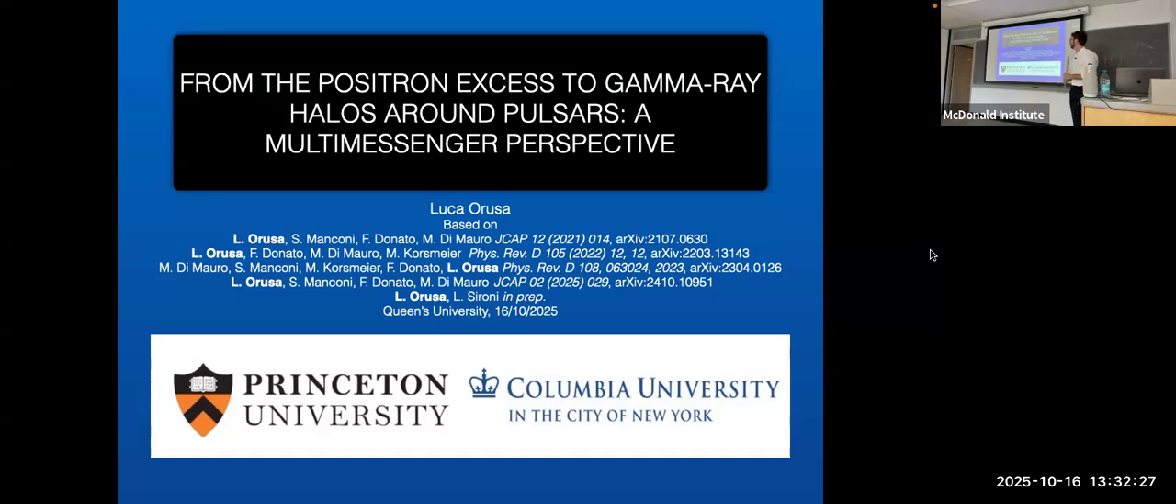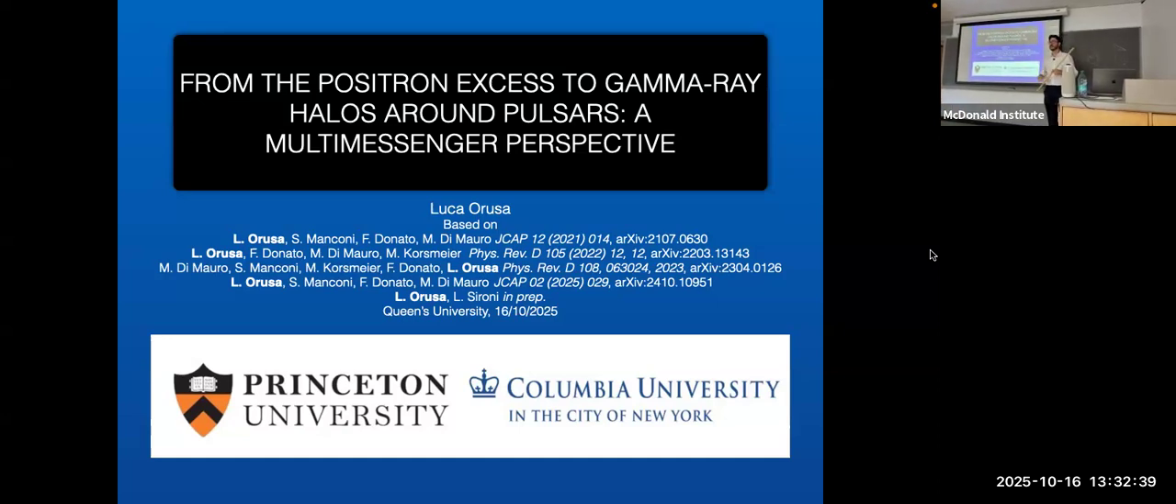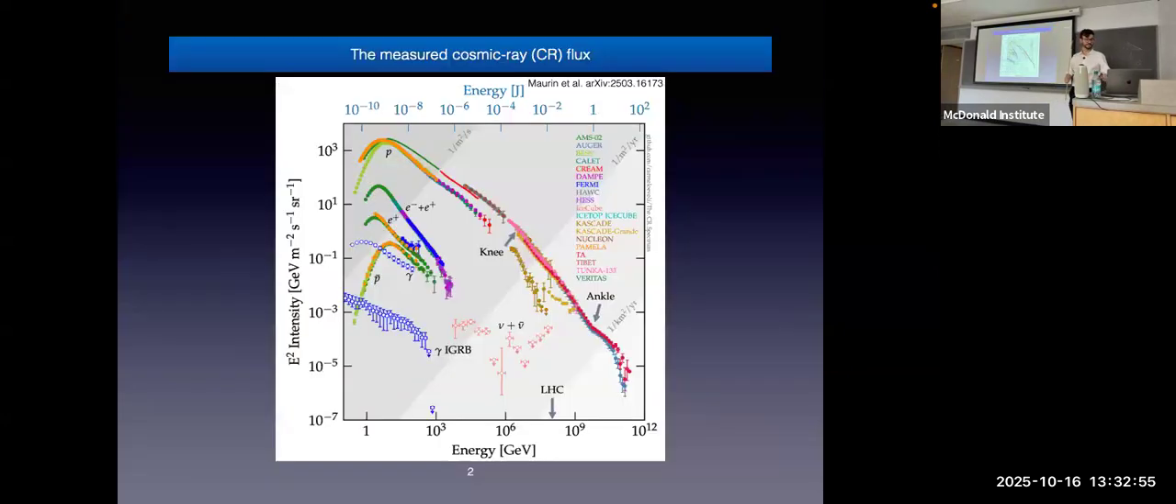Today I will talk about the positron excess in cosmic rays and how we can get some complementary information about that from gamma ray observations. This presentation is based on a series of papers that I mainly did during my PhD at the University of Torino, plus a few new interesting things that I'm working on with Lorenzo Sironi at Columbia. I will jump around between very different physics topics, so if something is not clear, please feel free to interrupt me.